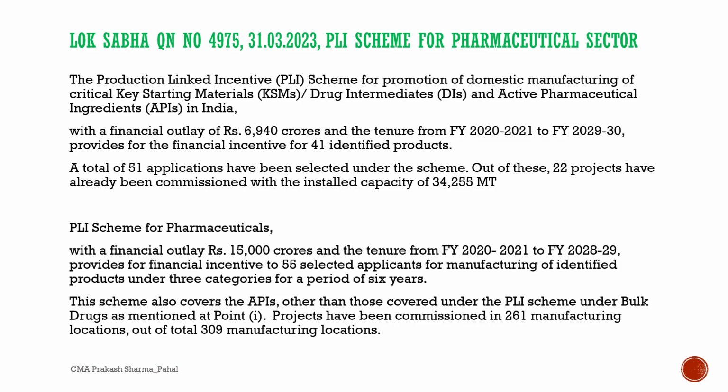PLI scheme for pharmaceuticals, with a financial outlay of rupees 15,000 crore and the tenure from FY 2021 to FY 2029, provides for financial incentive to 55 selected applicants for manufacturing of identified products under these categories for a period of 6 years. This scheme also covers the APIs other than those covered under the PLI scheme for bulk drugs, as mentioned at point 1. Projects have been commissioned in 261 manufacturing locations out of a total of 309 manufacturing locations.